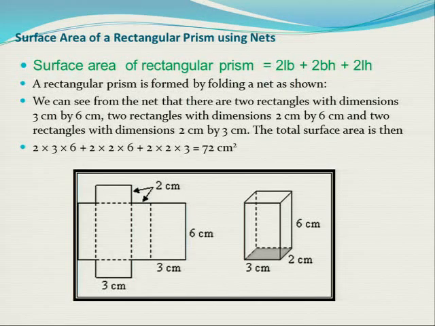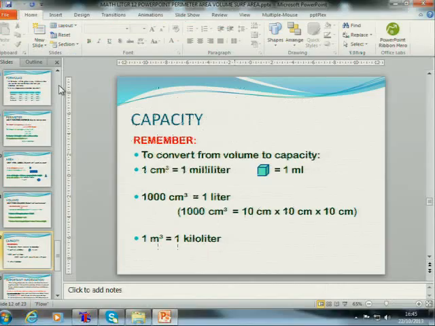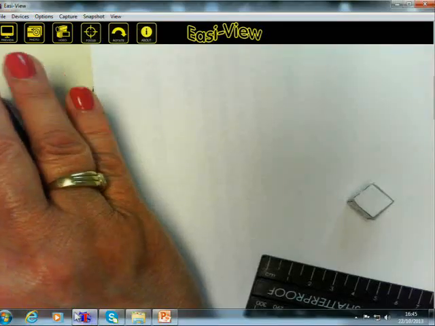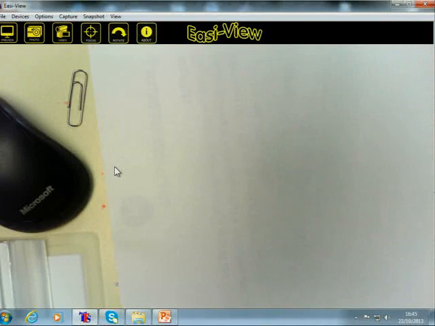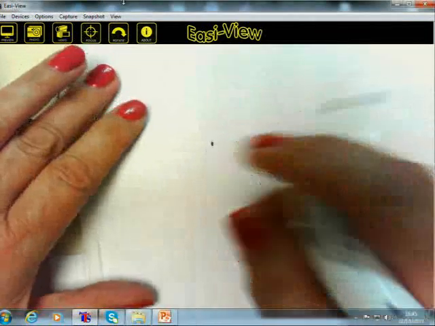Next one, the surface area of a rectangular prism. The surface area of that rectangular prism is given by the formula 2LB plus 2BH plus 2LH. A rectangular prism is formed by folding a net as shown. There you can see what it looks like. I want to draw you one here on my page. Just look here. If I unfold a rectangular prism, the shape that I will get looks like this.